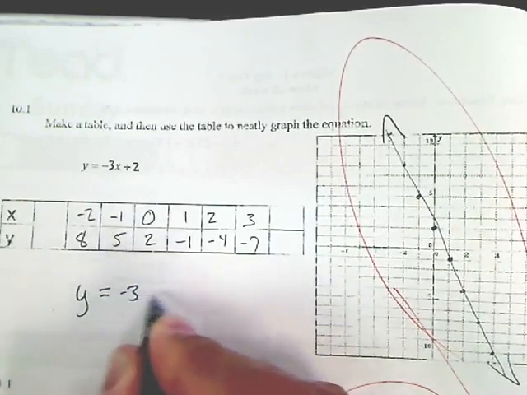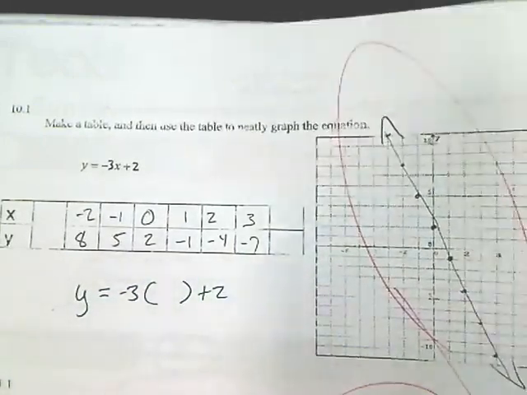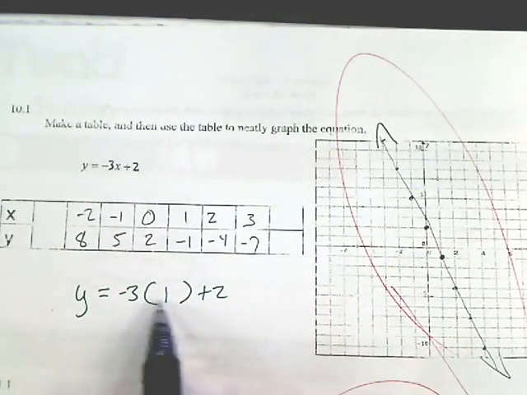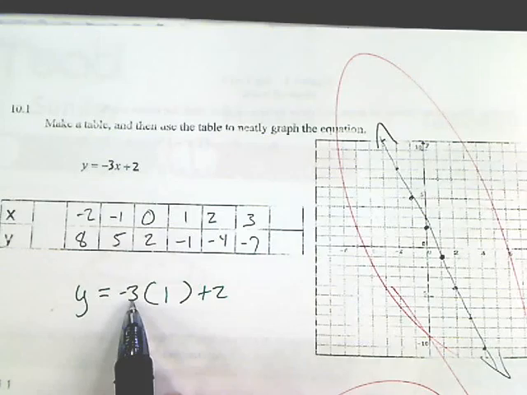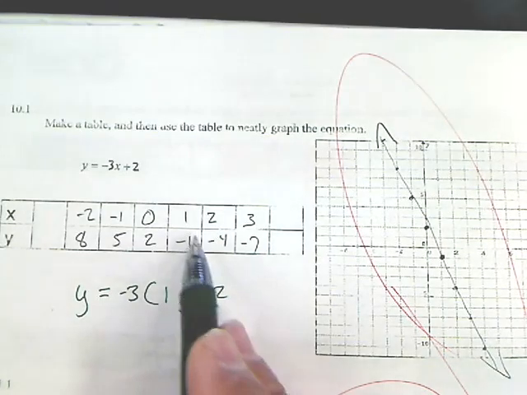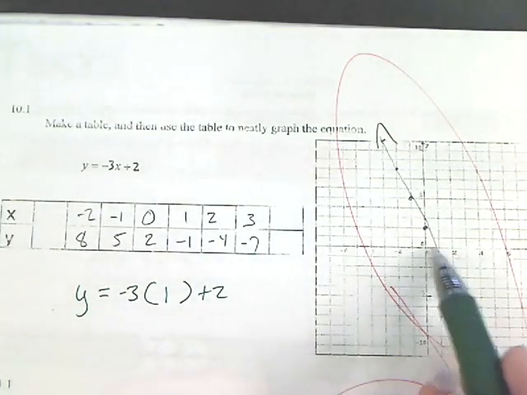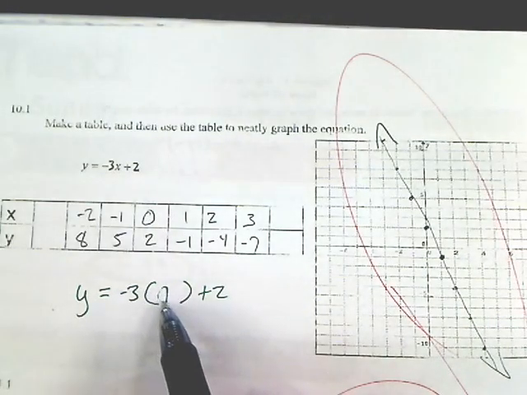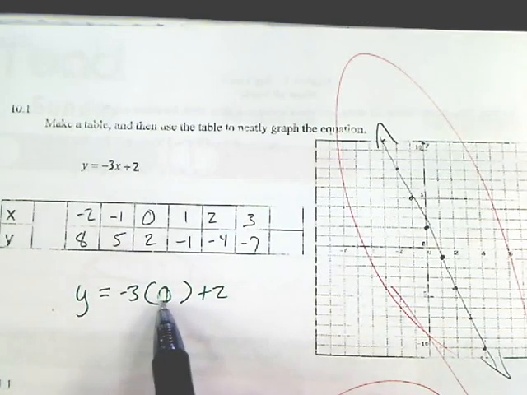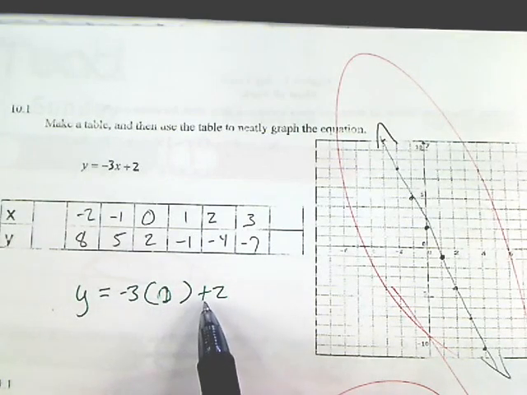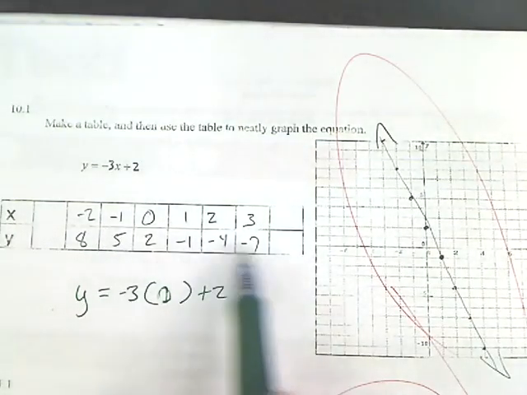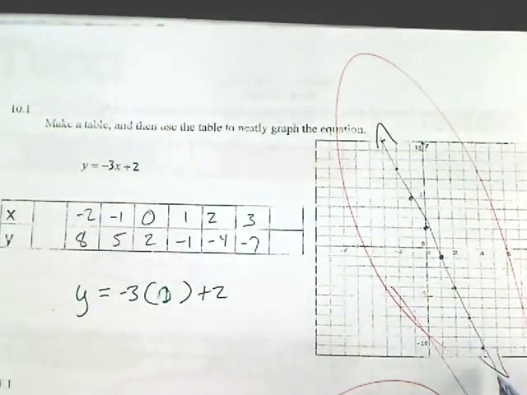Y equals negative 3 times the x plus 2. So you have to take an x value and plug it in, 1. 1 times negative 3 is negative 3, plus 2 is negative 1. So then I go 1, negative 1, put a dot. Plug in 0. 0 times negative 3 is 0. 0 plus 2 is 2. 0, 2. Just do that for all the points, and you get your nice straight line. Don't forget to put the arrows on.